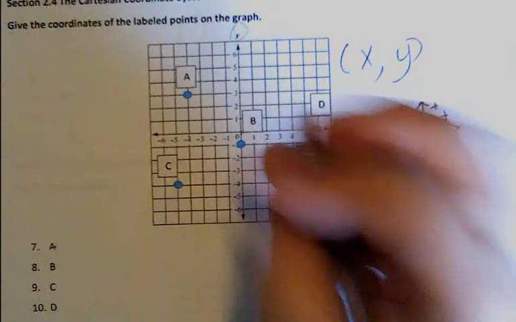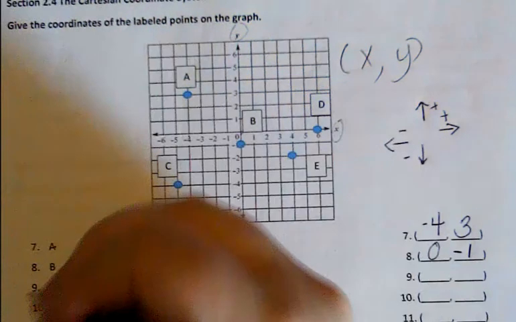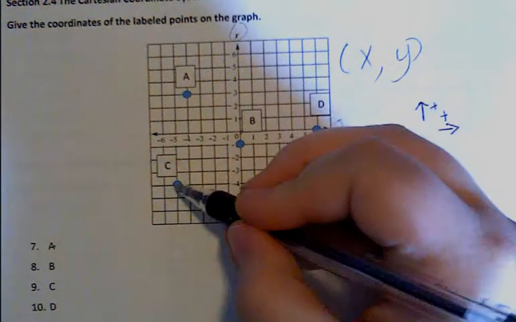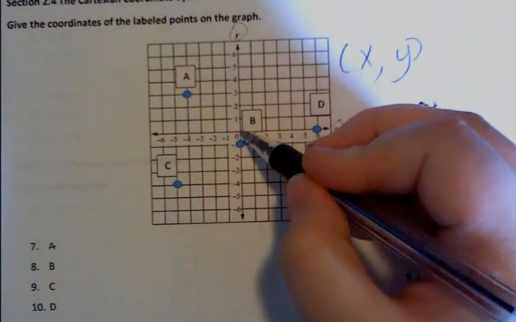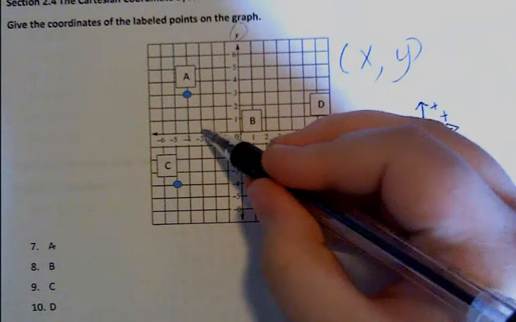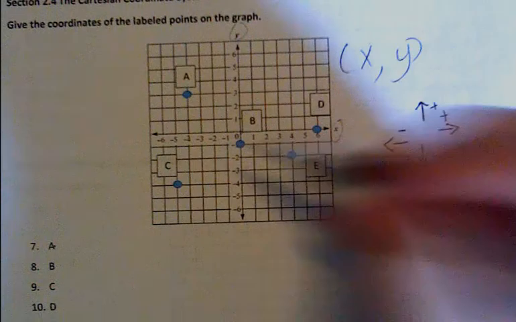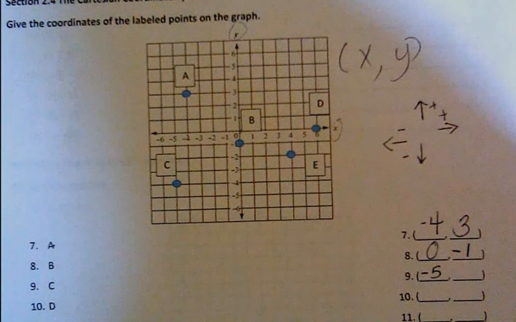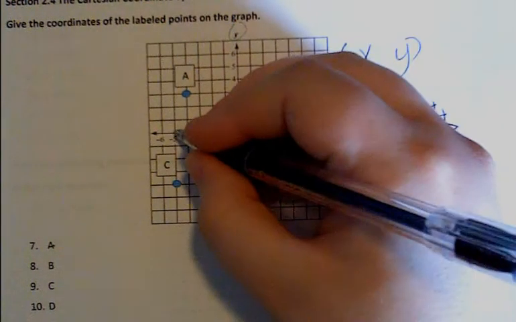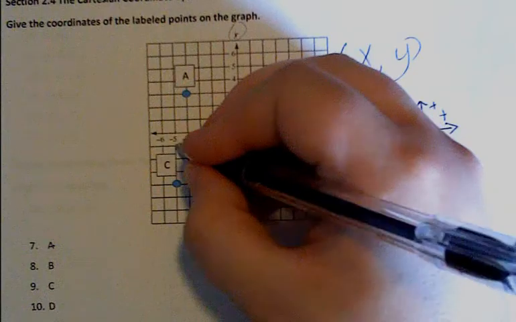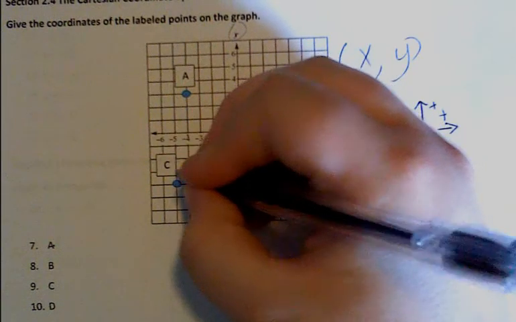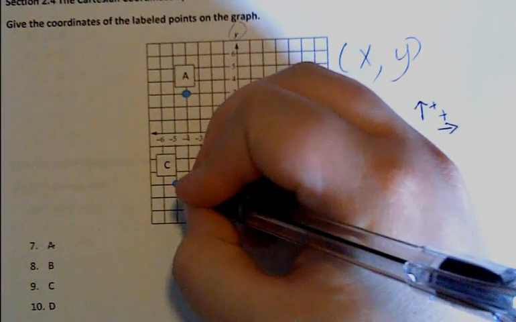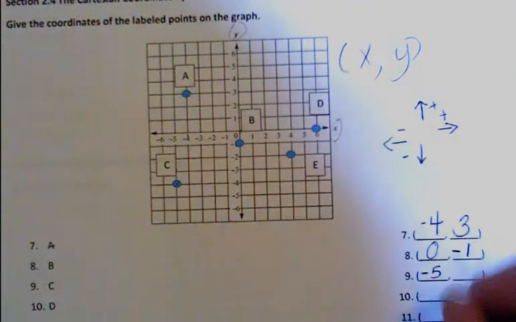Now I have C. The C is right here. So again, I travel on my x-axis first. 1, 2, 3, 4, 5. So I'm going to go negative 5 for my x value. And then I'm going to go down to find C. So I'm going to go 1, 2, 3, and 4 spaces to find my C. Since I went down, that would be a negative 4.